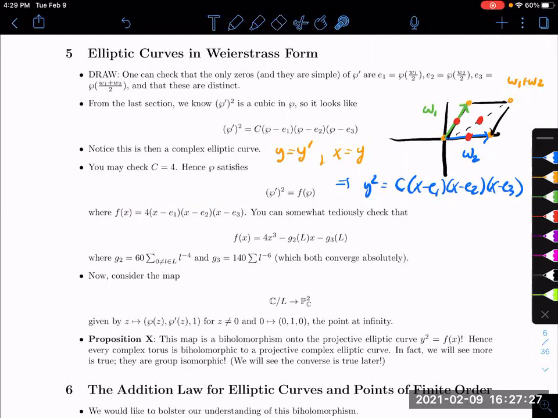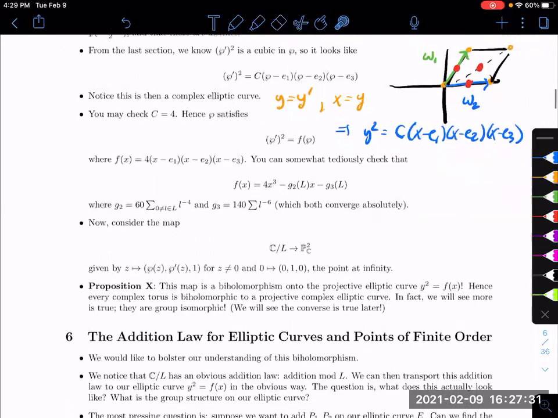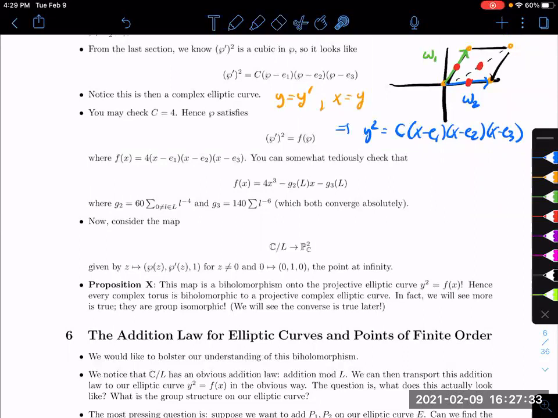And so what we have is the following nice succinct relationship on the elliptic function phi and its derivative. Phi prime squared is f of phi. And what is this f? It's this cubic here, 4 times (x minus e1) times (x minus e2) times (x minus e3).